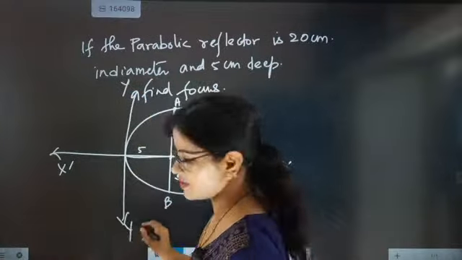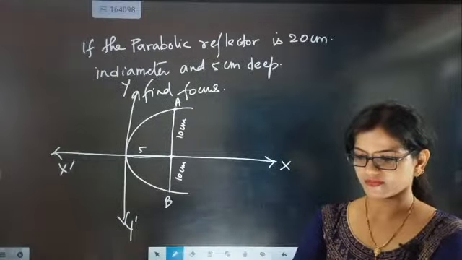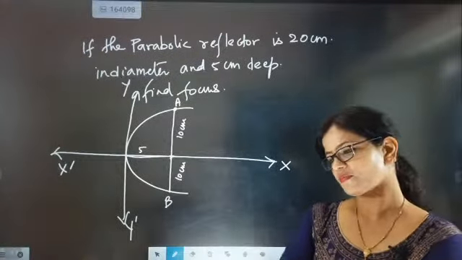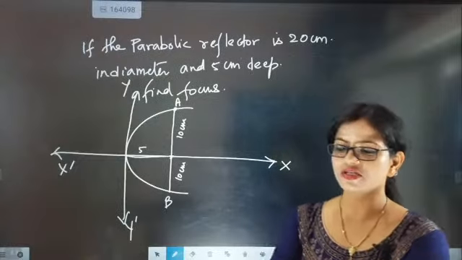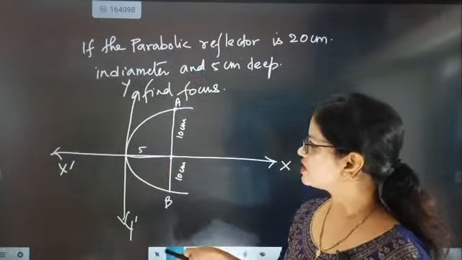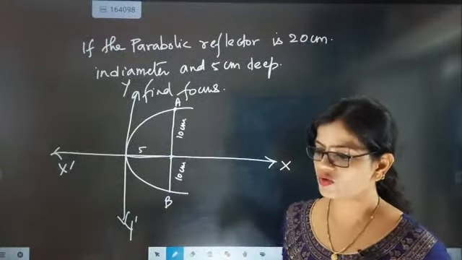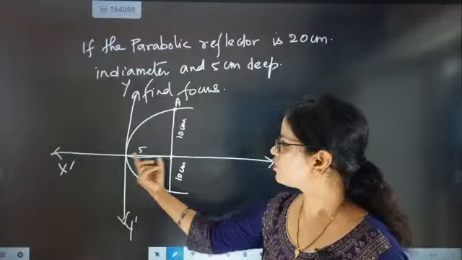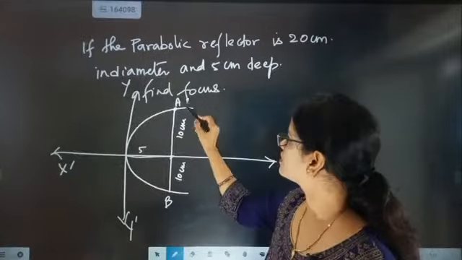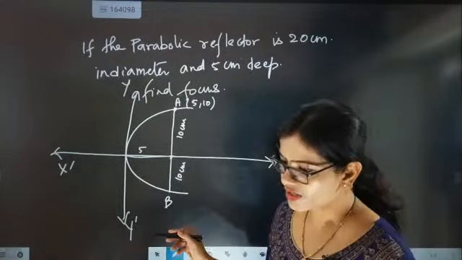Tell me the answer fast. Don't think I did everything. Since the parabolic reflector is 20 centimeter in diameter, the radius from this part is symmetric, so it will come 10 and 10. Next, from origin to this, the depth is coming as 5. So this point A will become (5, 10).